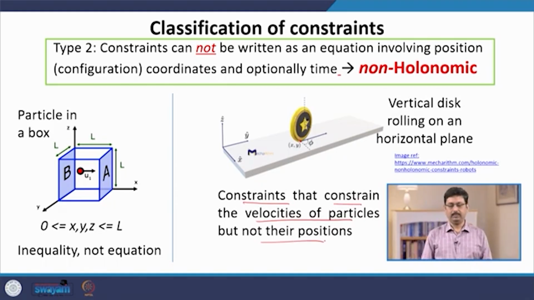If we analyze this further mathematically, we shall see that there is a difference between the equations that involve the velocity and the equations that involve the position. So, this is an example of a non-holonomic constraint.